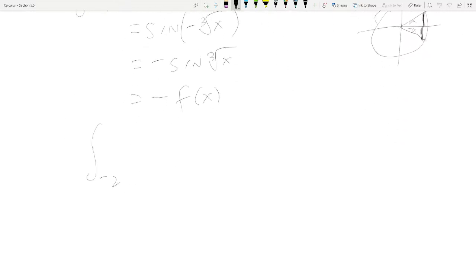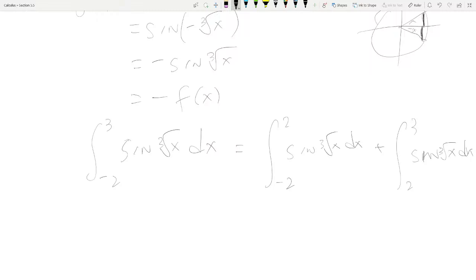And so here's what we know so far. We know that the integral from negative 2 to 3 of sine cube root of x, well, we can break that up. That's negative 2 to 2 of sine cube root of x plus the integral from 2 to 3 of sine cube root of x. So this is really what we have to worry about, this thing.